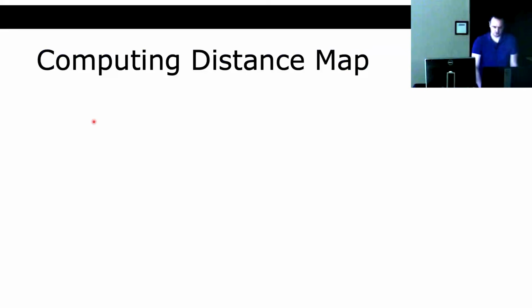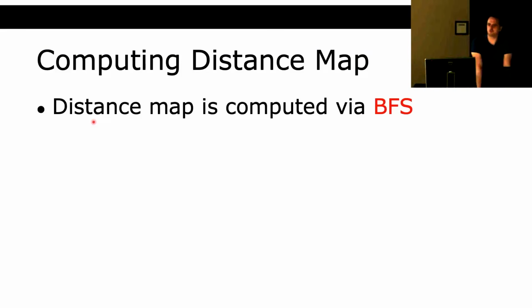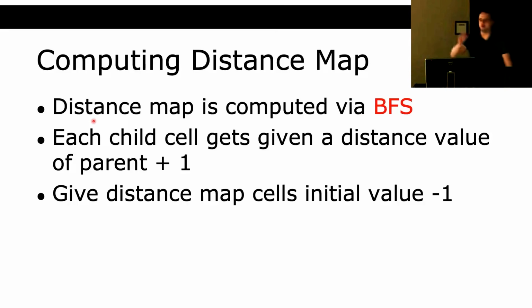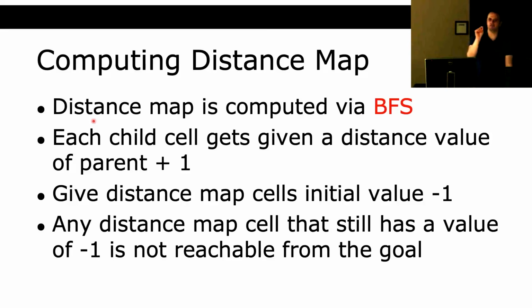That's it. So to compute the distance map, we just use breadth first search, as we saw before. Each child cell is given a distance value of the parent cell plus 1. That's it. Really easy. And every cell initially gets a distance of -1, right? Because it just essentially means at the very start, everything gets -1 and the goal gets a 0. And at the very end, if any cell still has a value of -1, it means that that cell cannot reach the goal, right? We'll get into this a bit more when we get to assignment 2.